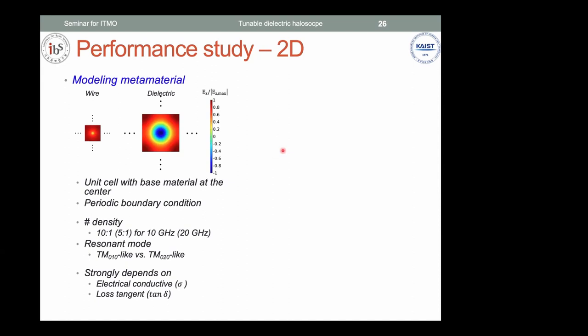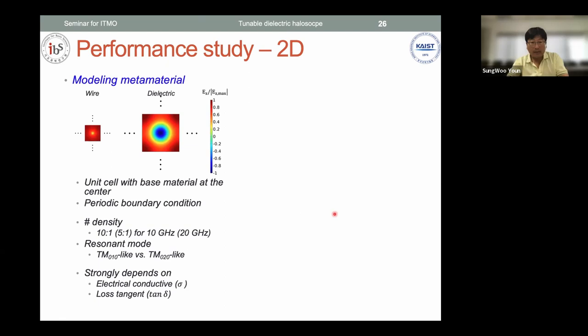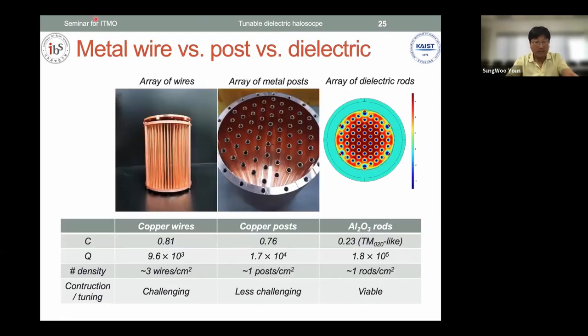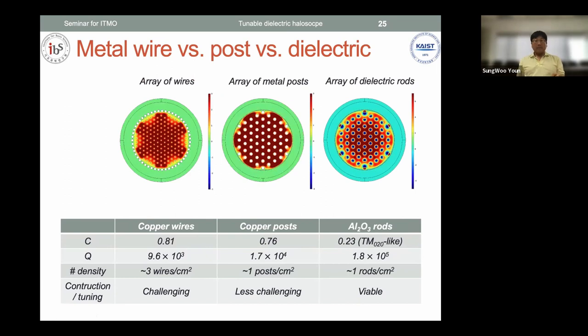Let me just go quickly. There is a question in the chat from Alexey Slobozhenyuk, probably about the previous slide. The question is, in this simulation for dielectric wires, what was the level of losses? Okay. So, electrical conductivity and the loss tangent. For electrical conductivity, we assume low temperature electrical conductivity, and for the loss tangent, I think we assumed 10 to the minus 6 or something for the dielectric material. So yeah, I hope this answers the question.